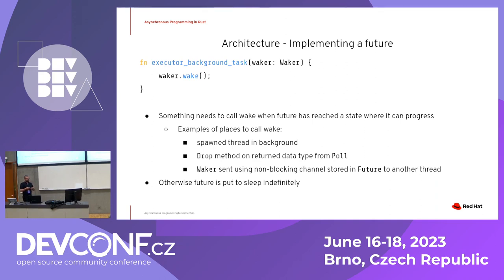It could be in a spawned thread in the background. It could be in the drop method on the return data type from poll. So say you return a handle indicating resource acquisition, in the drop method you could theoretically call wake to signal to other sleeping futures that they're ready to progress now. The waker could also be sent using a channel across to another thread, where you have a thread in the background listening for events and determining whether the sleeping tasks are ready to make progress. So there are a lot of options, and it's really up to the design of the developer.